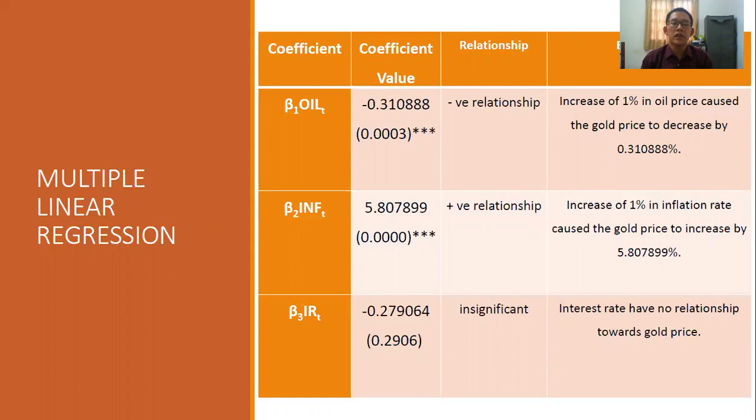Finally, is the interest rate. You can see that it is insignificant because the probability is more than 0.1. So interest rate has no relationship towards gold price.